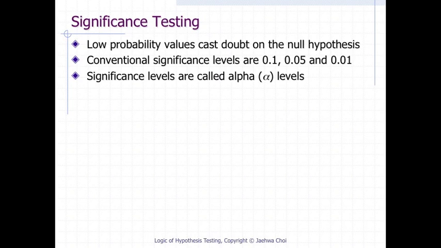More conservative researchers conclude the null hypothesis is false only if the probability value is less than 0.01. When a researcher concludes that the null hypothesis is false, the researcher is said to have rejected the null hypothesis. The probability value below which the null hypothesis is rejected is called the alpha level, or simply alpha. It is also called the significance level.